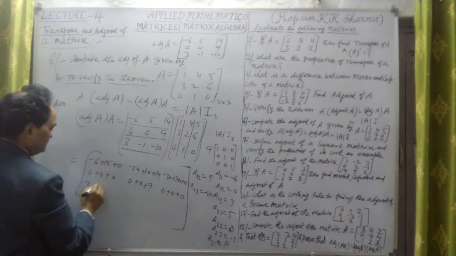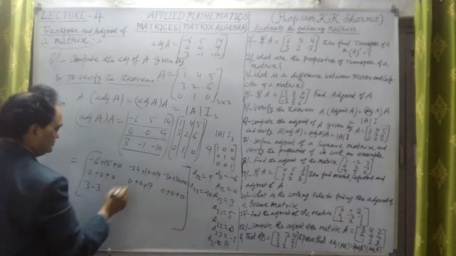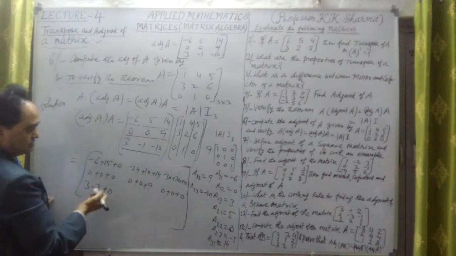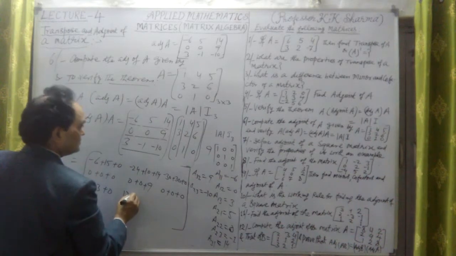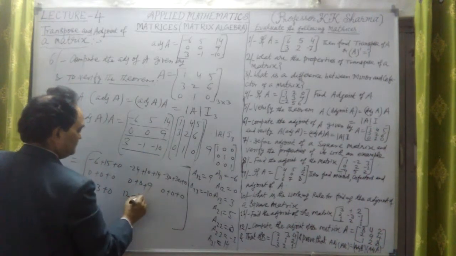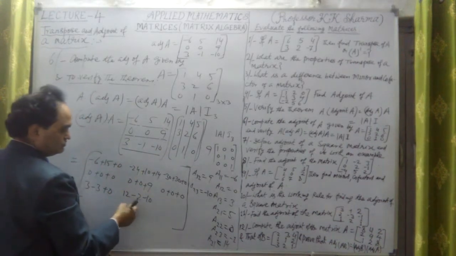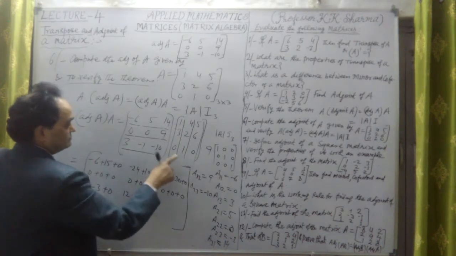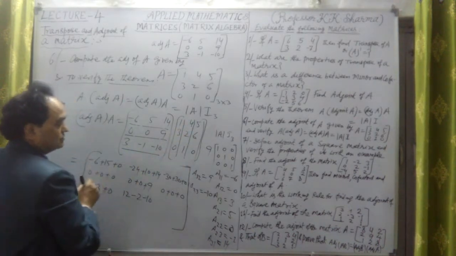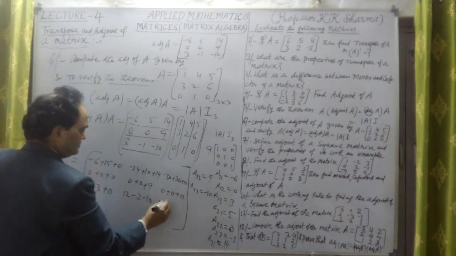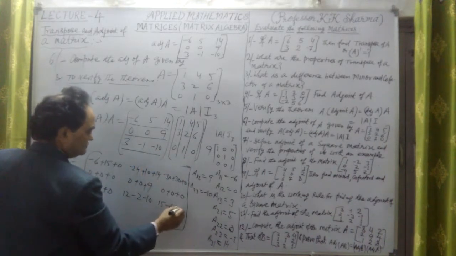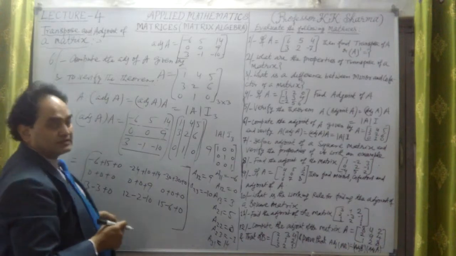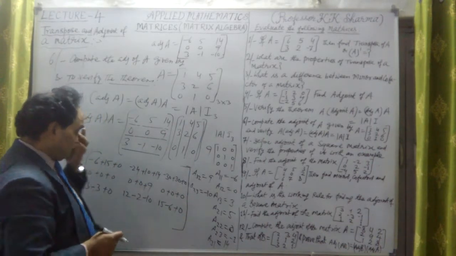Now third row, first column: 3 into 1, 3. Minus 1 into 3 is minus 3. Minus 10 into 0 is 0. It is also 3 minus 3, 0. Then third row, second column: 3 into 4 is 12. Then minus 1 into 2 is minus 2. Minus 10 into 1 is minus 10. Minus 12 plus 12, 0. Then third row, third column: 3 into 5 is plus 15. Minus 1 into 6 is minus 6. Minus 10 into 0 is 0. Now this is 9. The same value is obtained.